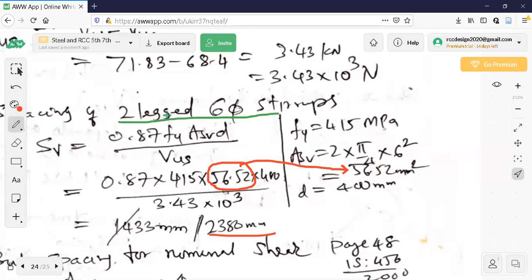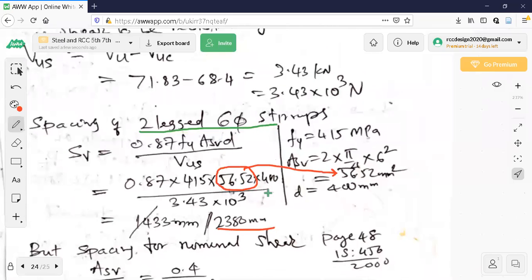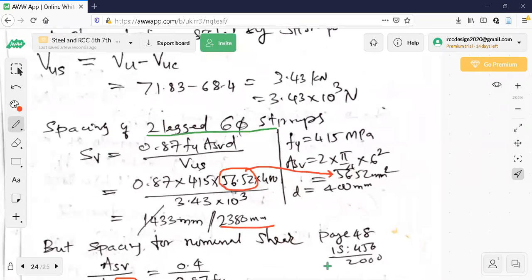See this. It is my choice. I have selected 2-legged 6 mm stirrups. If we use 2-legged 8 mm, the ASV will be different. It is 2 into pi by 4 into 8 square. Right now I am selecting 6 mm. That's why I told you design will not be unique. It can be slightly different also, but it should come within the range given in the code books. Now ASV is this 56.52. D is 400. Is it clear now? Yes, sir. Okay.